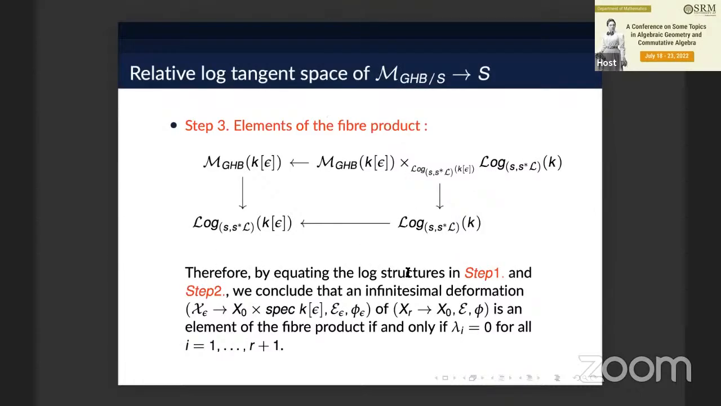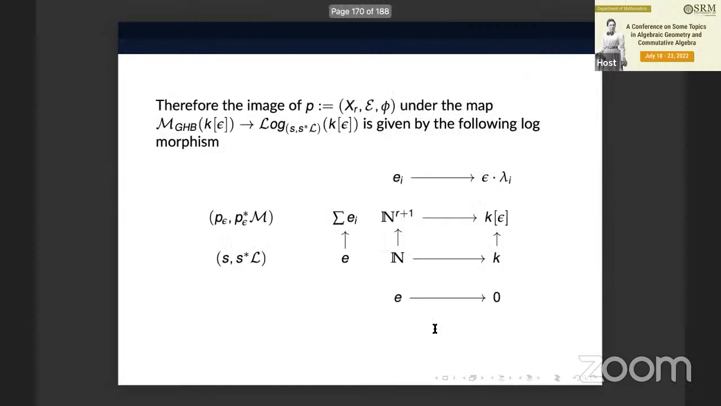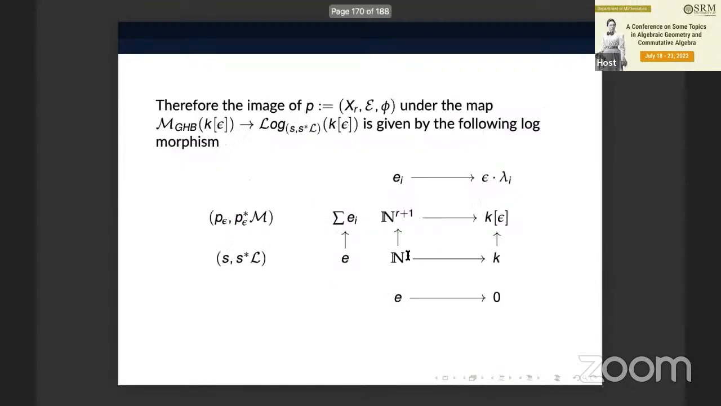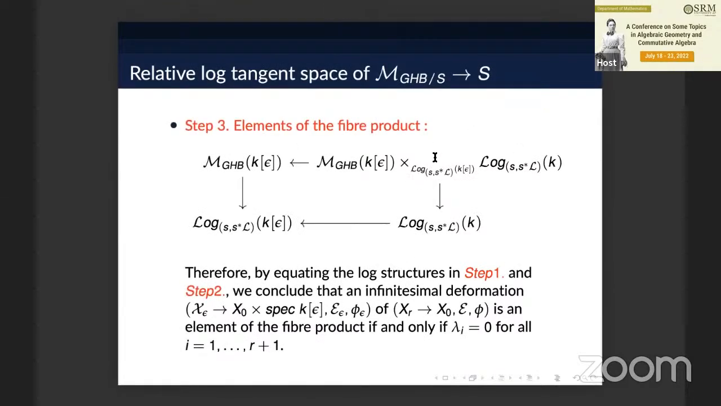So by equating the log structures in step one and step two, one can conclude that the infinitesimal deformation is an element of the fiber product here if all the lambda I's are zero, for all I from one to R plus one. So from the description, one can see that around the node, the deformations are locally trivial. Only these are allowed in the fiber product.